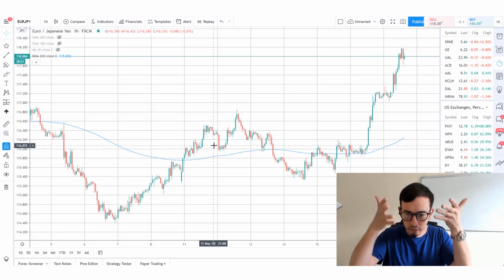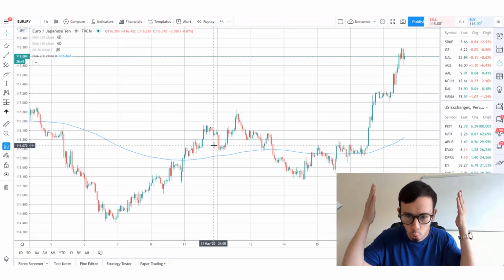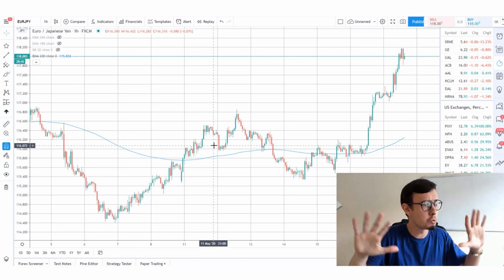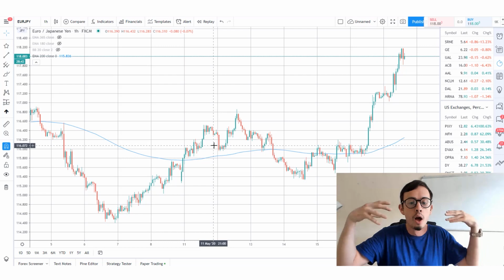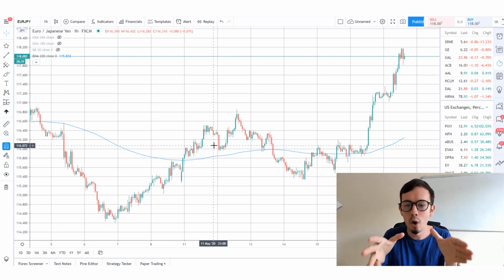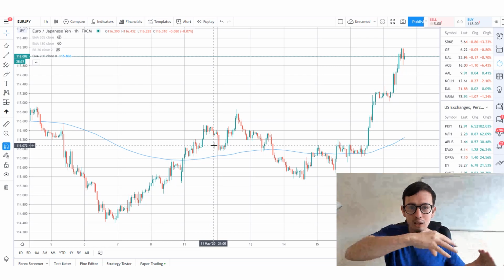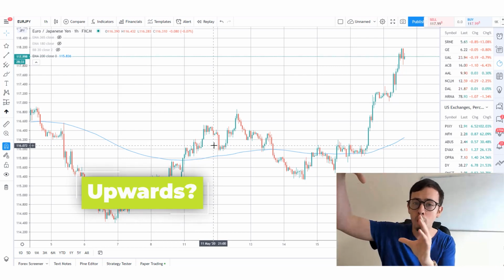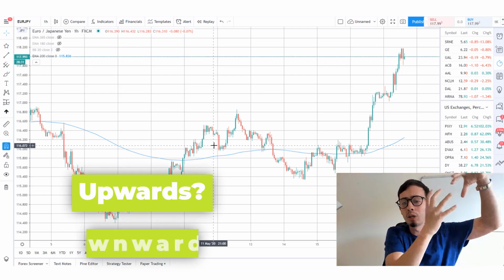So stay tuned, guys. The actual trend of this particular asset or security, it doesn't matter what you trade, okay? Before we jump into any strategies, we need to know where the trend is. There are only two ways of trends: is the trend going upwards or is the trend going downwards?